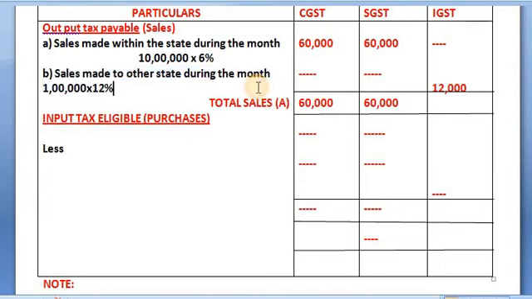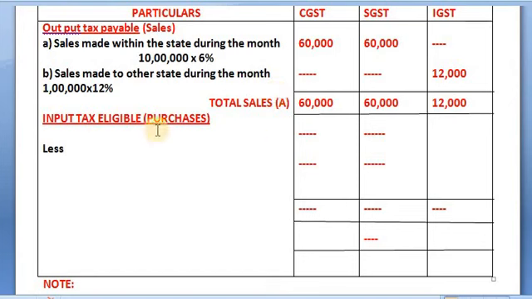And sales made to other states during the month, on the interstate where IGST is applicable: 1 lakh into 12%, you will be getting 12,000. Okay? So only two transactions we have. Take the total sales: CGST 60,000, SGST 60,000, IGST 12,000. If there are more transactions, you need to add them up.